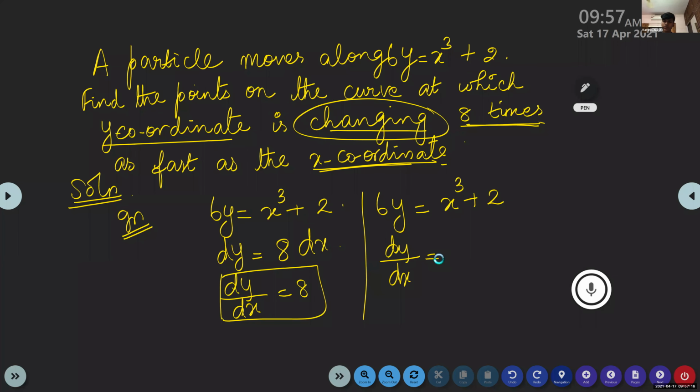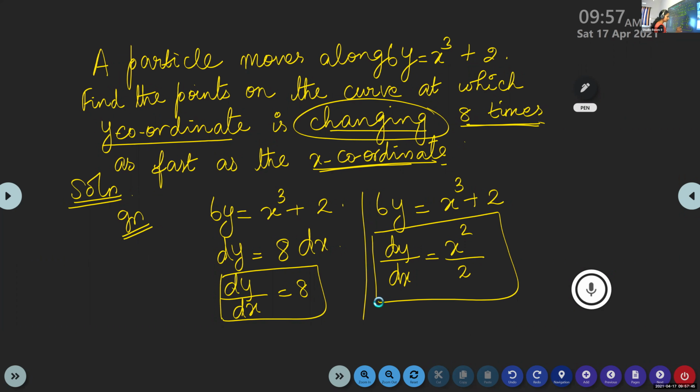X square by 2. Is it correct, children? Are you all getting this? Shubham, what is dy by dx? 6 into... when you differentiate y, we get dy by dx, isn't it? Equal to the derivative of x cube, which is 3x square plus 0. So this is also dy by dx.